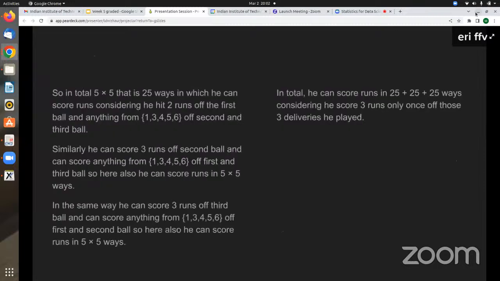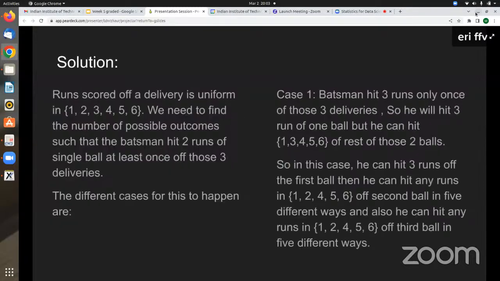Maybe we'll see the solution. Case 1 will be what? Maybe you can read it once. Maybe if you understand it like this.